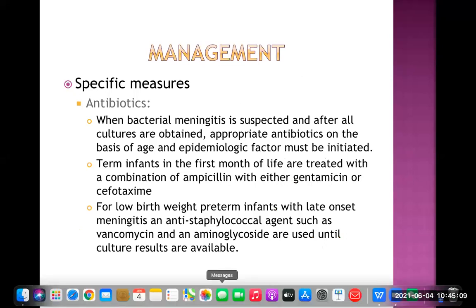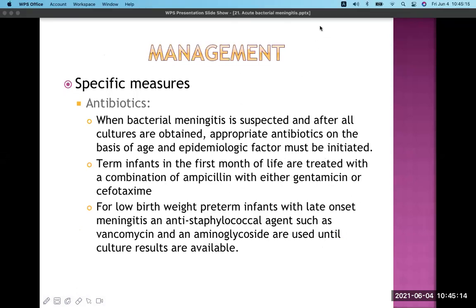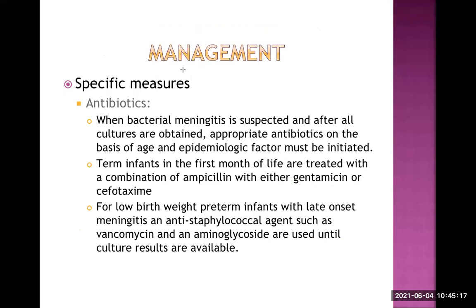Now, with these supportive measures, let's talk about the specific measures, how to treat bacterial meningitis itself. And that is done by antibiotics. When bacterial meningitis is suspected, and after all cultures are obtained, appropriate antibiotics on the basis of age and epidemiological factors must be initiated. According to age, if it's a neonate, we know what the organisms are, so accordingly we choose the antibiotic. If it's an older child, we know what the organisms are, so we choose accordingly.